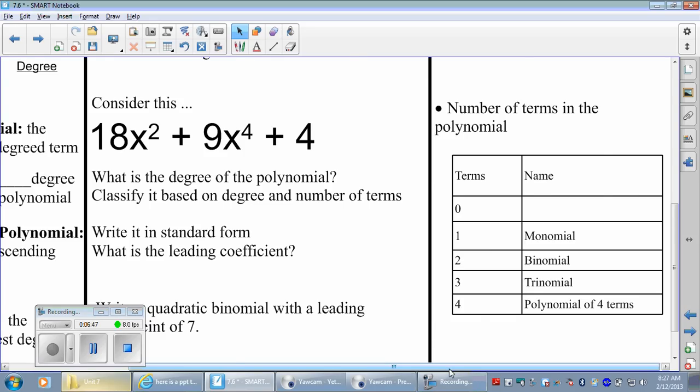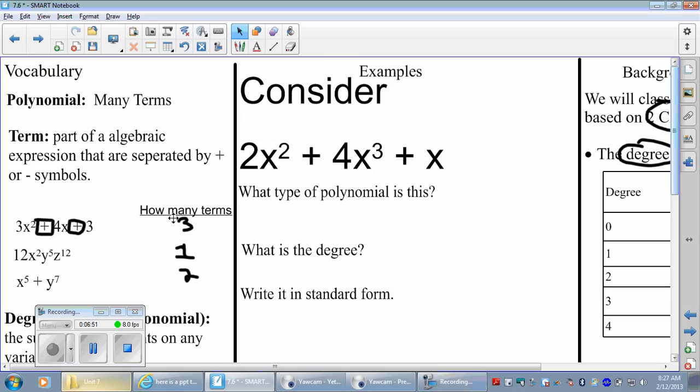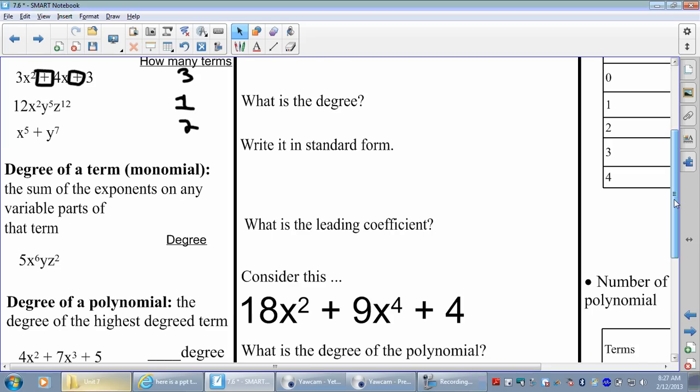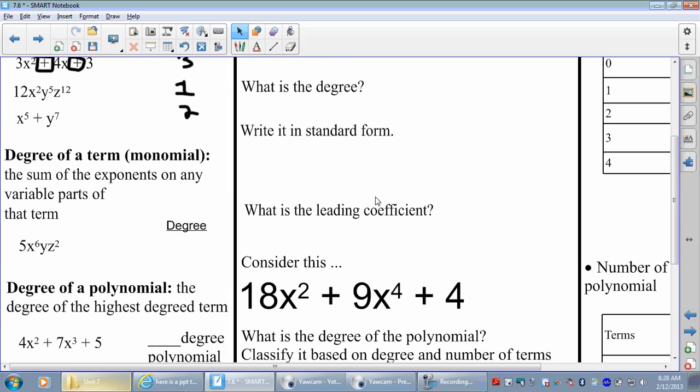So we better learn how to look at the degree of a polynomial. Let's come back over here to the vocabulary section, and let's talk about this word degree, because it's actually not so bad. The degree of a term. This is important. The distinction here is that we're talking about the degree of an individual term.